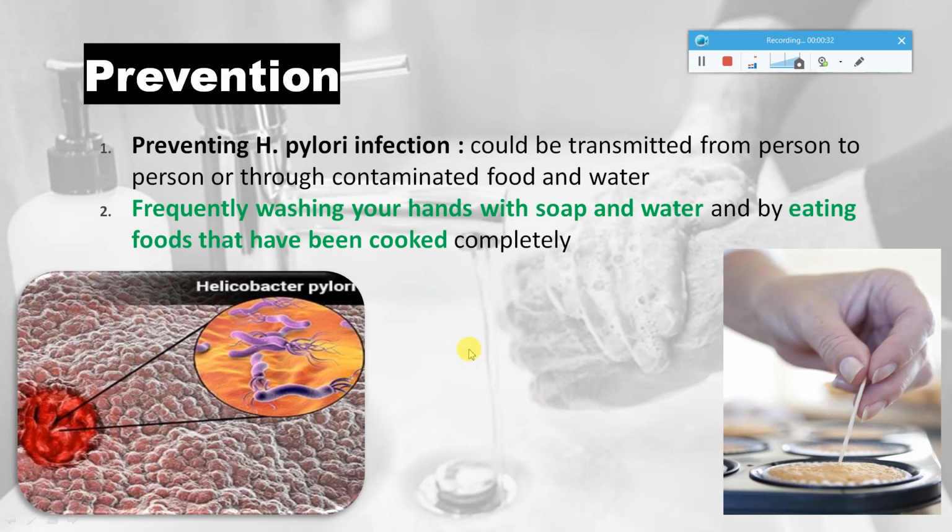Coming to Helicobacter pylori infection, as I told you, this can be transmitted from one person to another, or it can be transmitted through contaminated food and water. So if you're drinking water contaminated with Helicobacter pylori, or eating food which is not cooked properly, this can lead to those issues. As much as possible, it's better to frequently wash your hands with soap and water and eat food which is properly cooked. These are a few precautions that you need to take so that you do not end up with gastritis because of Helicobacter pylori.